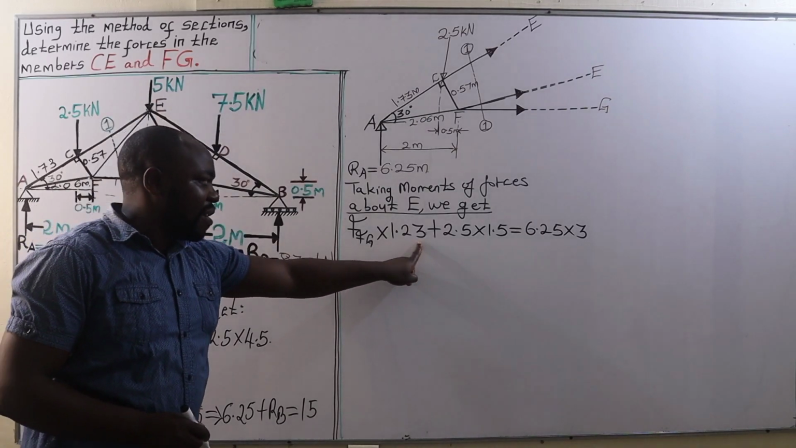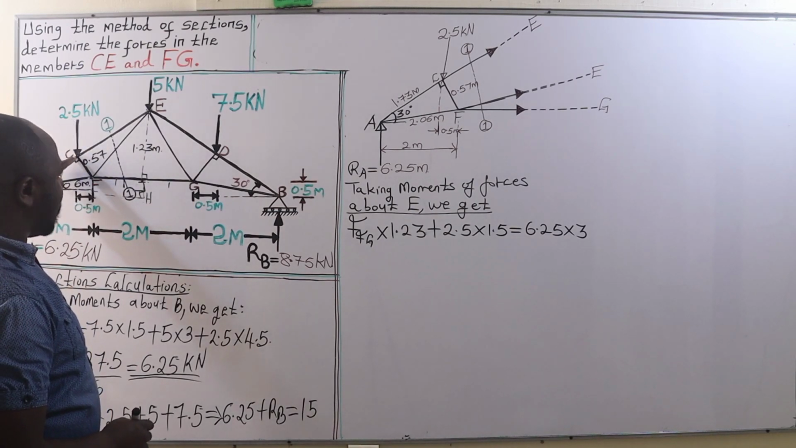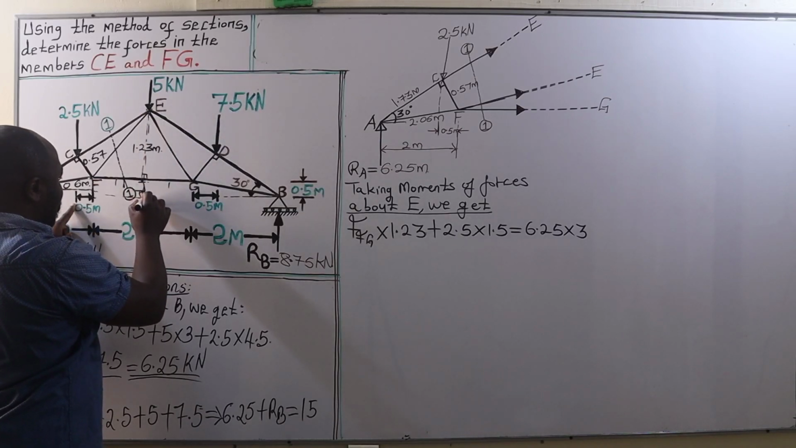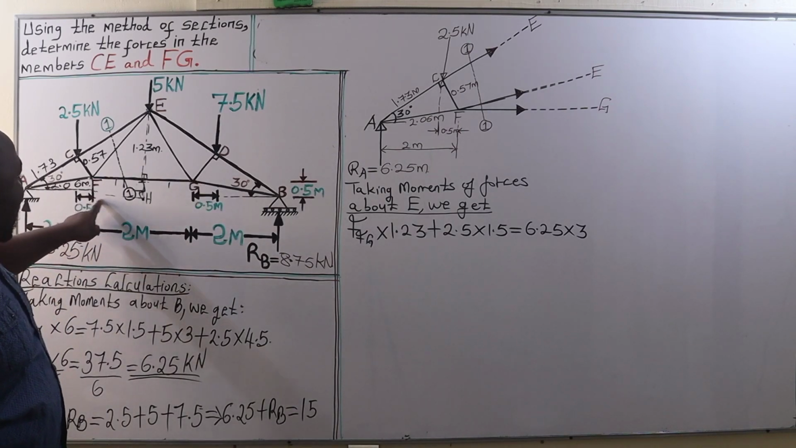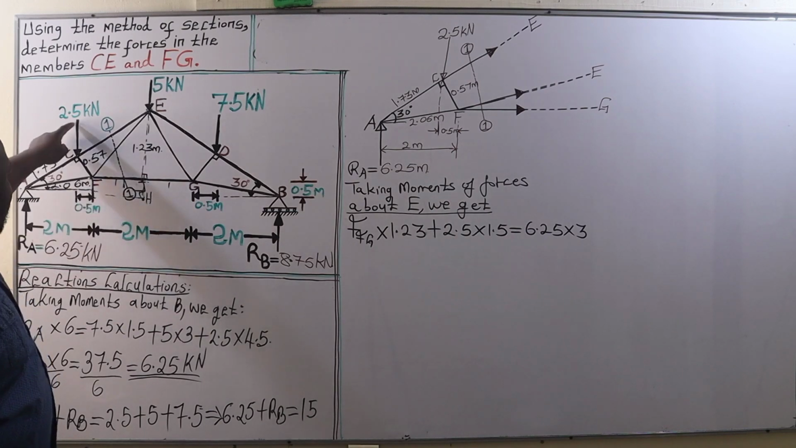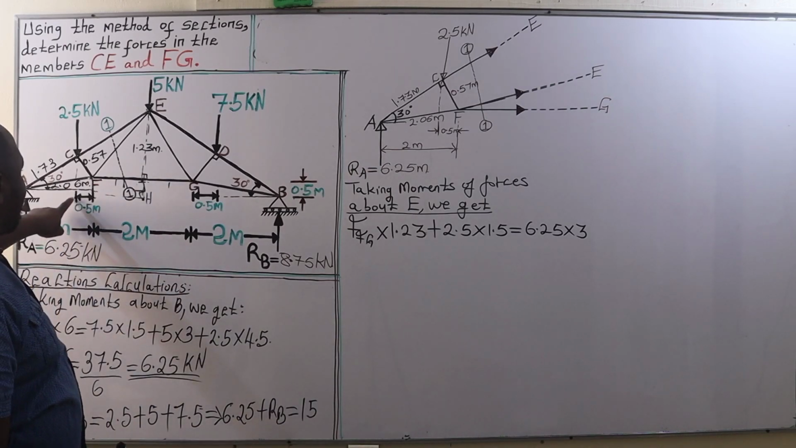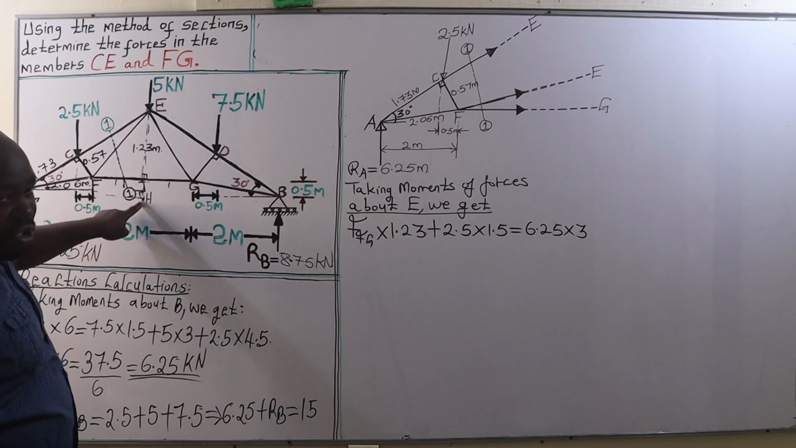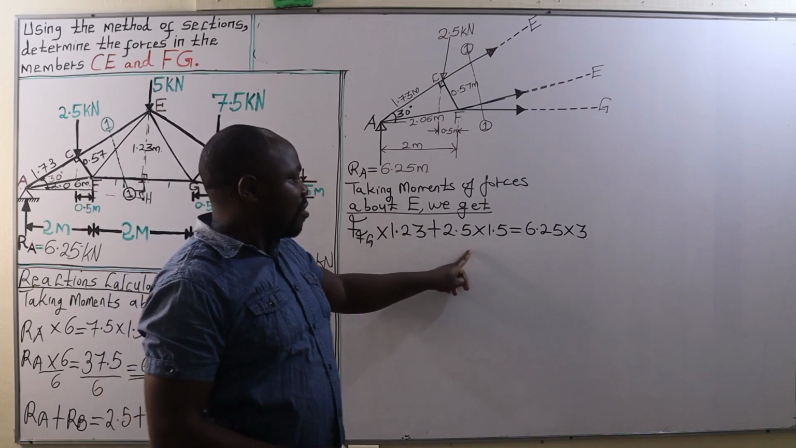Therefore, FFG times 1.23. Plus, we have a force of 2.5 kilonewtons multiplied by the distance from the point of action of 2.5 kilonewtons to the vertical, that is the point of action of the 5 kilonewtons on the member FG, which in this case would be 0.5 plus 1, which is 1.5. Therefore, we have 2.5 kilonewtons acting at this point times the horizontal distance from that point of action of the 2.5 kilonewtons load to the point of action of the 5 kilonewtons load on member E, which in this case is 1.5 meters.